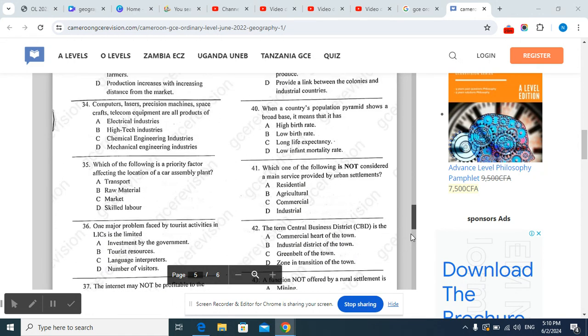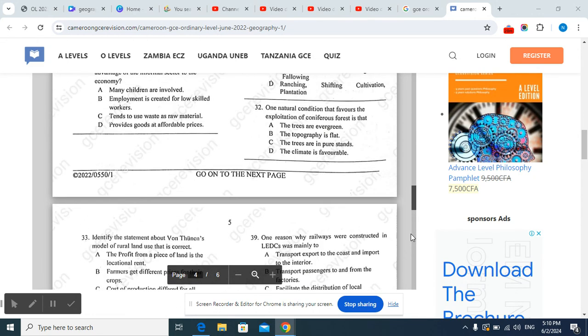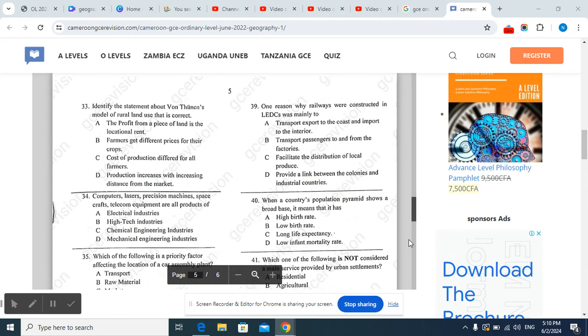Question 39. One reason why railways were constructed in LEDCs was mainly to... The answer is D, that is, provide a link between the colonies and industrial countries.